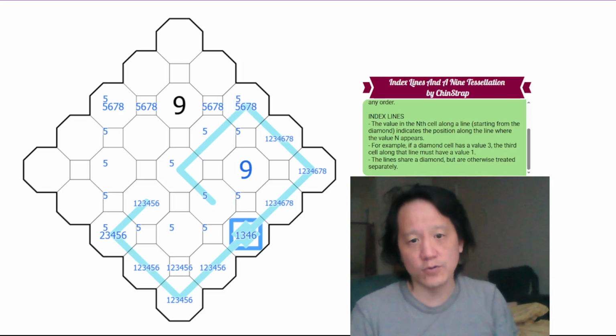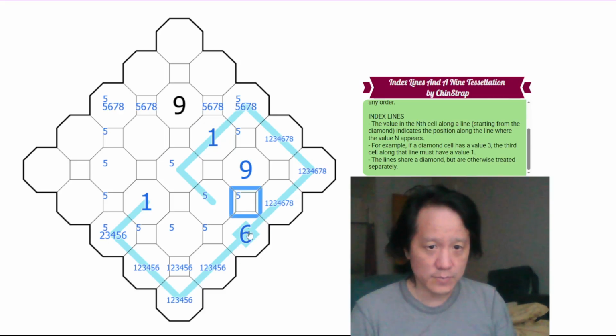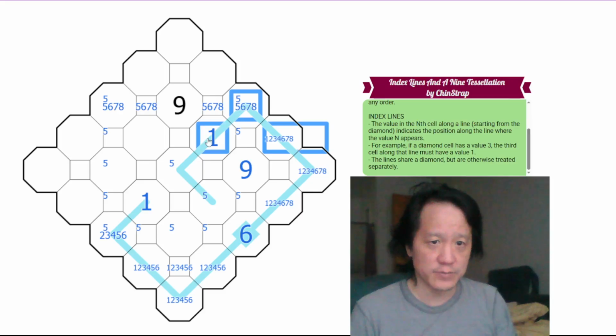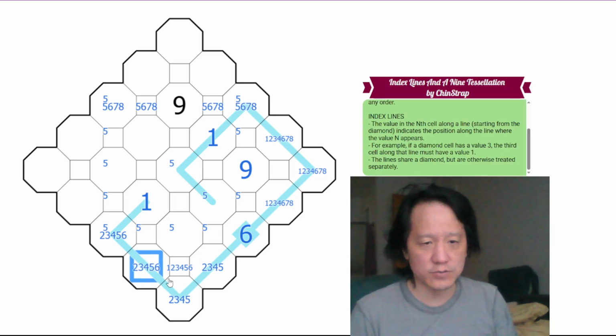Well, 1, 3, and 4 are removed from this possibility, so this is a 6, which makes this a 1 and this a 1. Right, because the 6th digit has to be where the 1 is. So this cannot be 1 or 6. No 1 or 6 here, no 6 here.